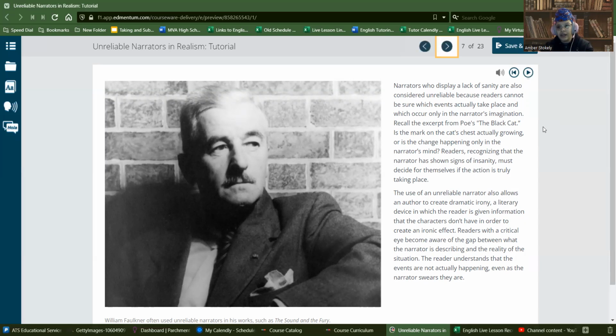So they give you an example from The Black Cat, which is an excerpt from a previous lesson. This is an Edgar Allan Poe work, so it's kind of dark and mysterious. And you can't really tell in this story if there's a mark on the cat's chest, and you can't actually tell if the mark is growing throughout the story or not, or if the change is only happening in the narrator's head because they have mental issues.